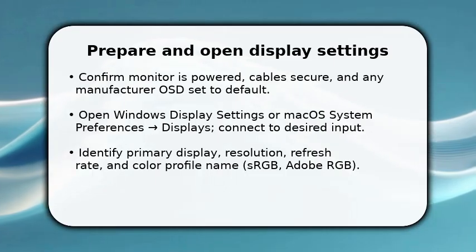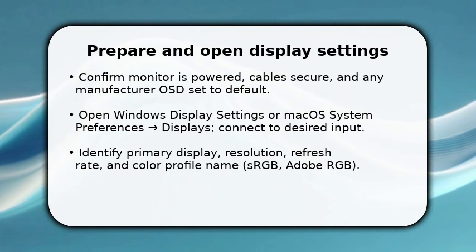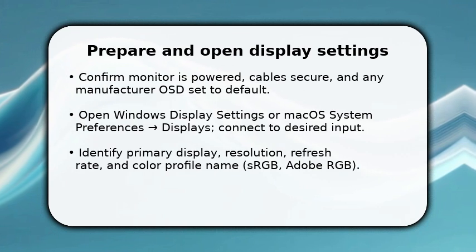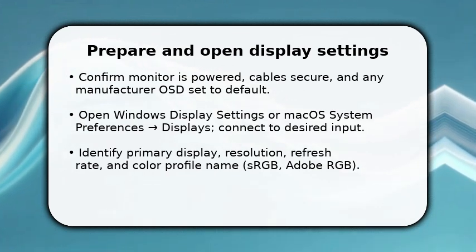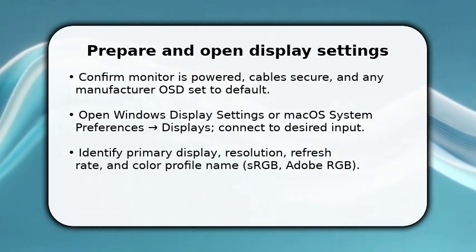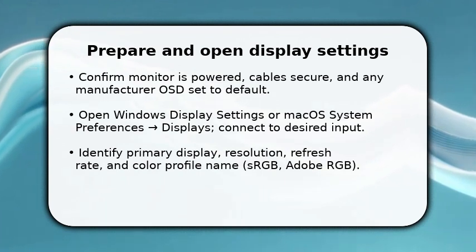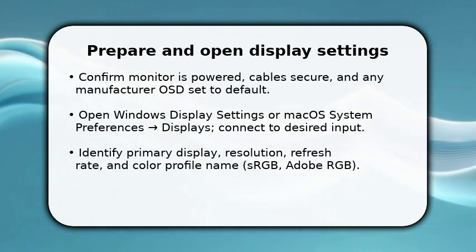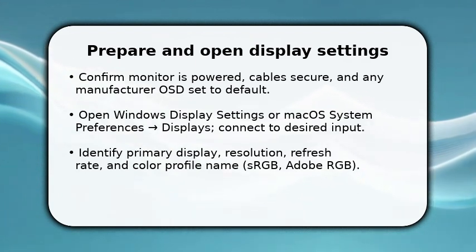You start by getting the essentials ready. Ensure the monitor is powered, cables are snug, and any built-in controls are at default. Now open your operating system display control, Windows display settings, or Mac OS displays, and select the monitor you want to adjust. Note the current resolution, refresh rate, and active color profile like sRGB or Adobe RGB.